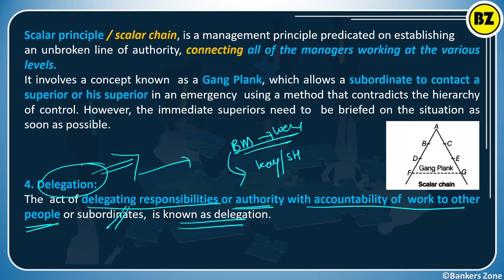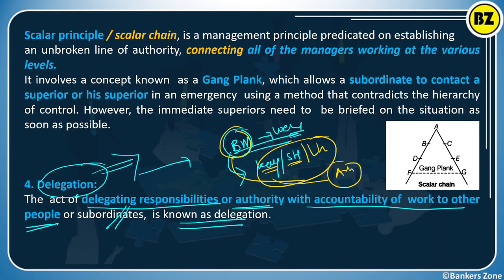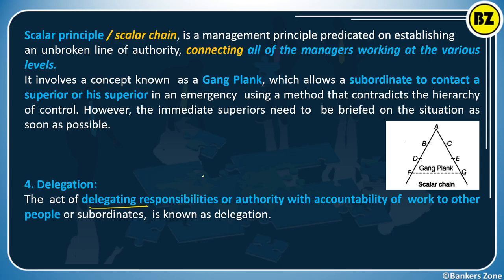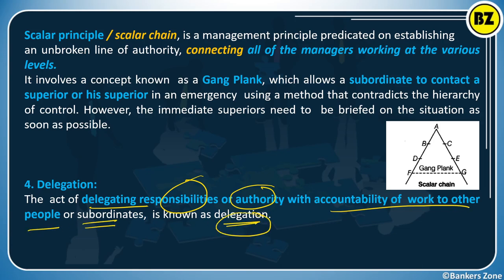Delegation. The branch manager wants to go on leave. So he will hand over the strong room keys and the locker keys to his subordinate, say one assistant manager. So the branch manager is handing his authority to the assistant manager for the period when he is on leave. In a similar way, the responsibility and the authority are also given to other people, it may be a subordinate or a colleague. That is delegation.